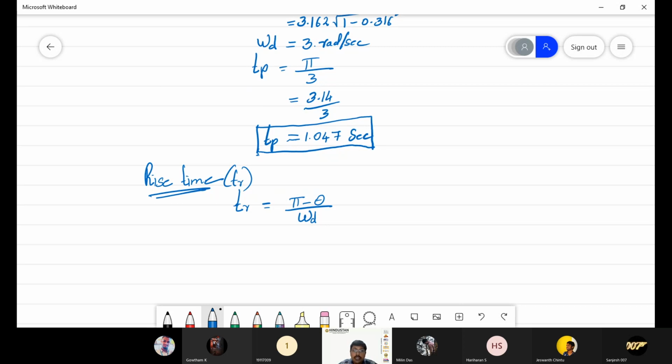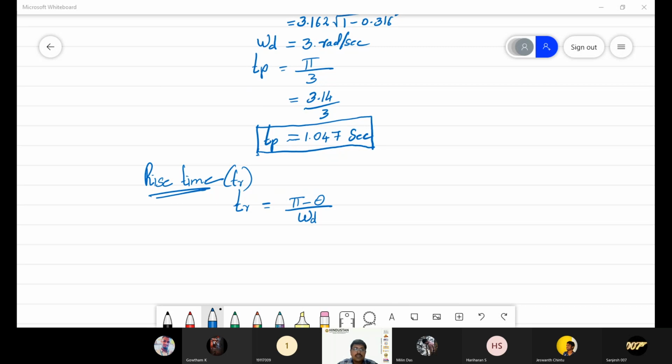So we need to find the value of theta also here. From the right angle triangle of the derivation, we know that del and root of 1 minus del square are both at right angles to each other. From that we can find the value of theta.